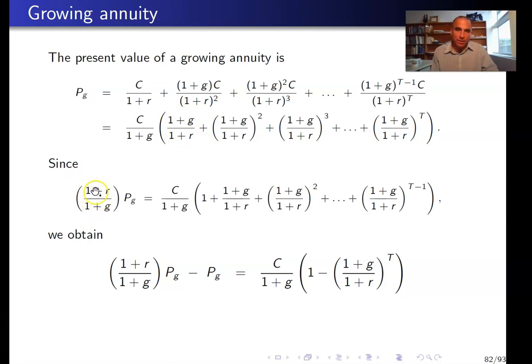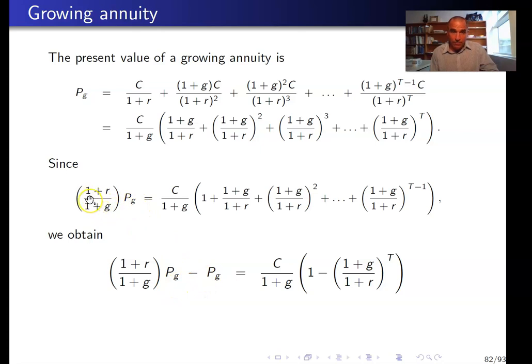Okay, I could have multiplied it by (1 plus G) over (1 plus R). The manipulations will be faster if I multiply by (1 plus R) over (1 plus G). So in fact what I'm doing here is dividing PG by the object we are dealing with. Then I'll do the same trick as before: one of the series minus the other, a whole bunch of terms will disappear. And that will let me isolate PG, and that will be my solution.